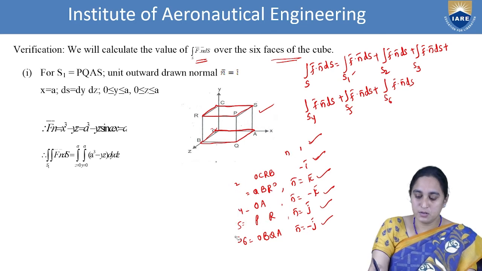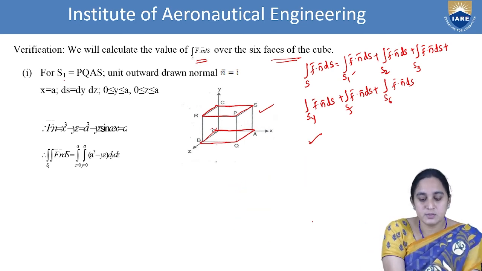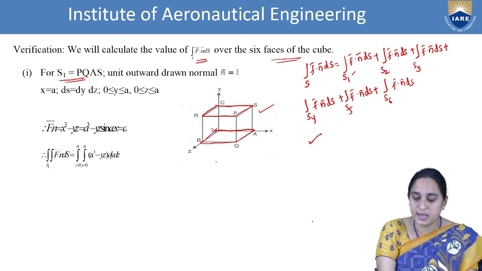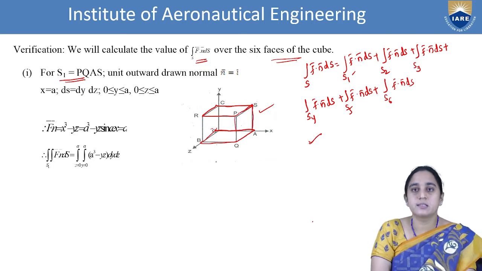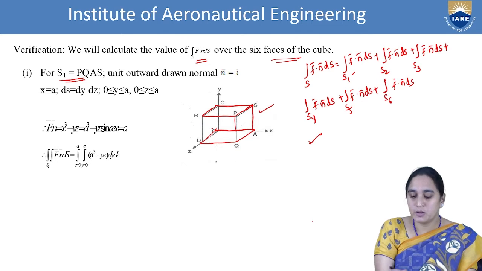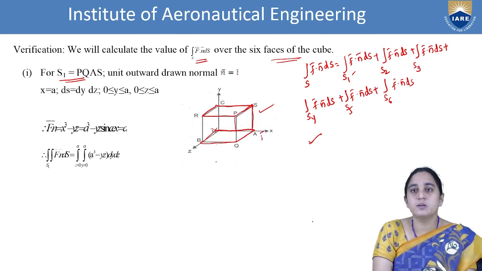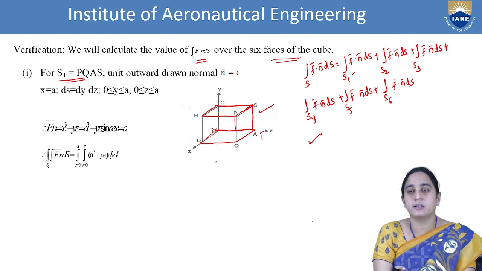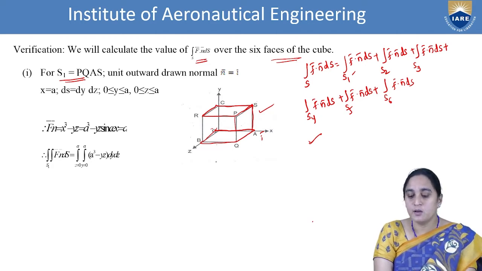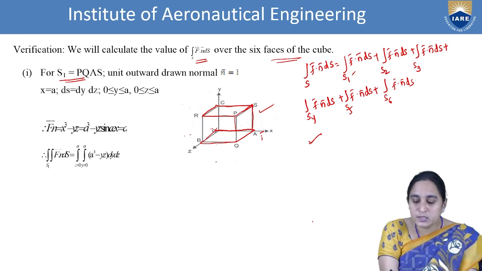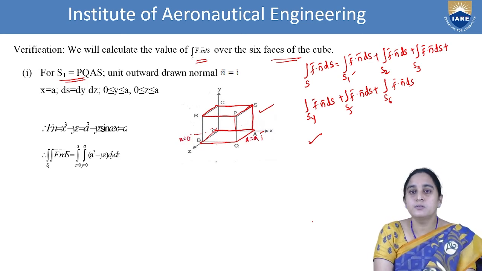That is S1 is equal to PQAS, that is on x-axis, and the outward unit normal vector is i bar. Why? Because here n bar is equal to i bar, that is the positive direction on x-axis, that way you can consider the outward drawn vector as n bar is equal to i bar. But what about the x points here? x is passing through x is equal to 0 to a.